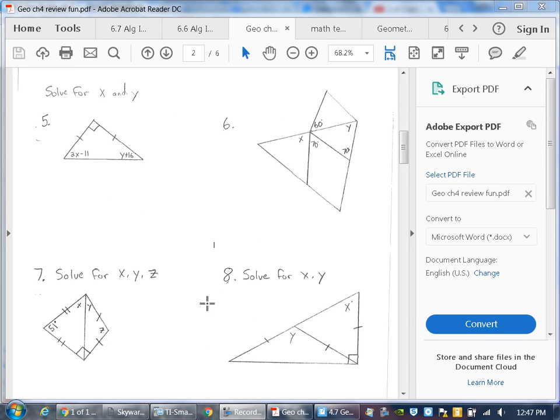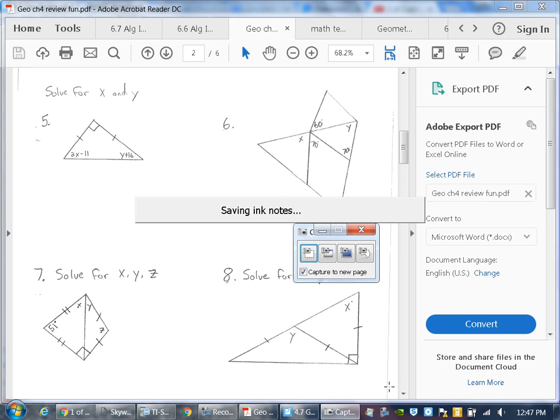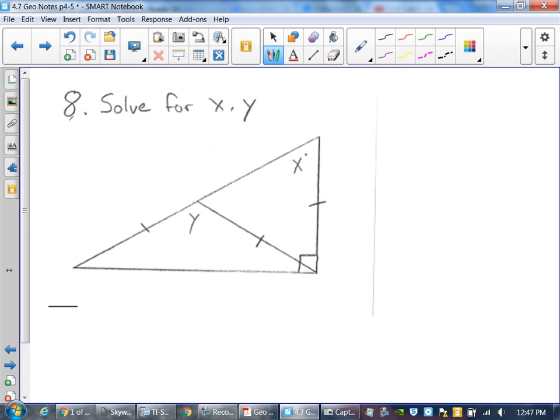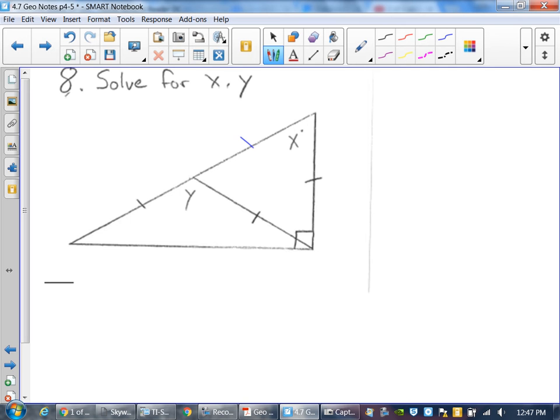This one, 8, is also very fast. Once you put in that extra tick mark, it's really, really easy. Because now, what is that triangle on the right? Equilateral, which means all of the angles are how much? 60. So you have 60, 60, 60, 30, 30, and 120, and you're done.